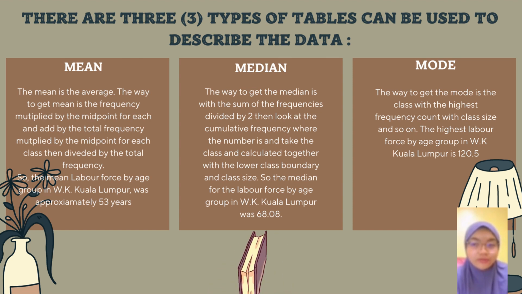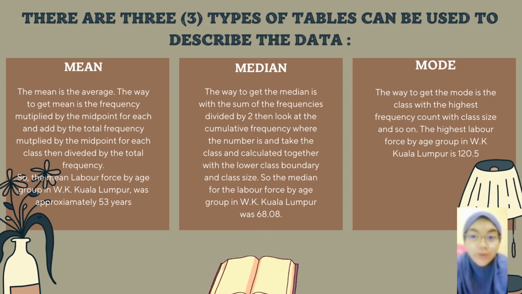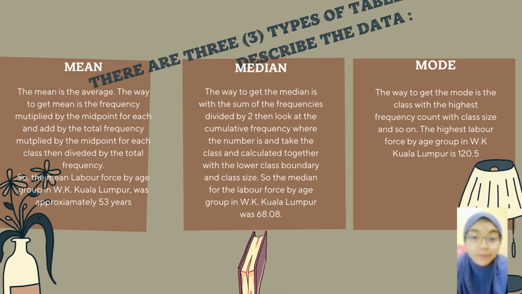53 years old. Median. The way to get the median is to take the sum of frequency divided by 2, then look at the cumulative frequency where that number is, take that class and calculate it together with the lower class and the class size. So the median for the labor force by age group in Wilayah Persekutuan Kuala Lumpur was 68.08. Mode. The way to get the mode is the class with the highest frequency. For example, the highest labor force by age group in Wilayah Persekutuan Kuala Lumpur is 112.5.